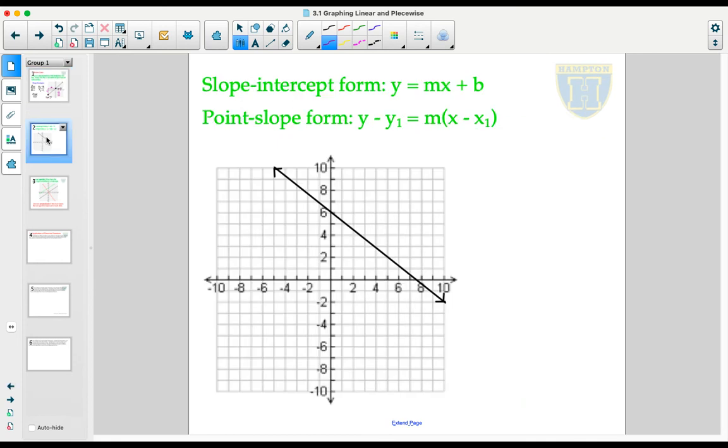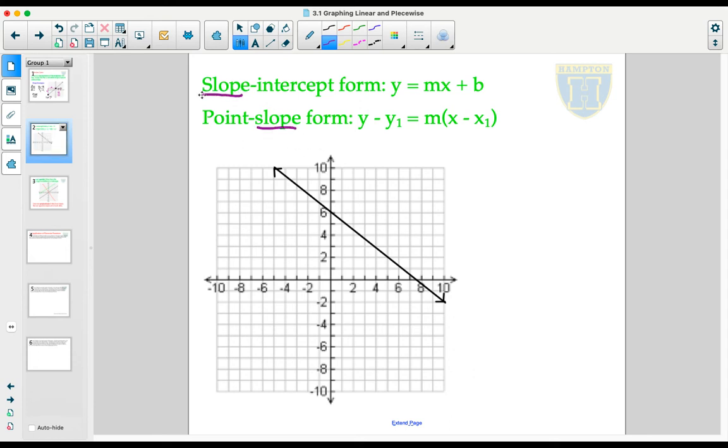When we work with the equations of lines, there are two different forms for the equation of a line that are a little bit more popular than the others. Sure, there are other forms out there like standard form, but the slope-intercept form and the point-slope form are the two most common. Both of the forms, you'll notice, have slope in their name.